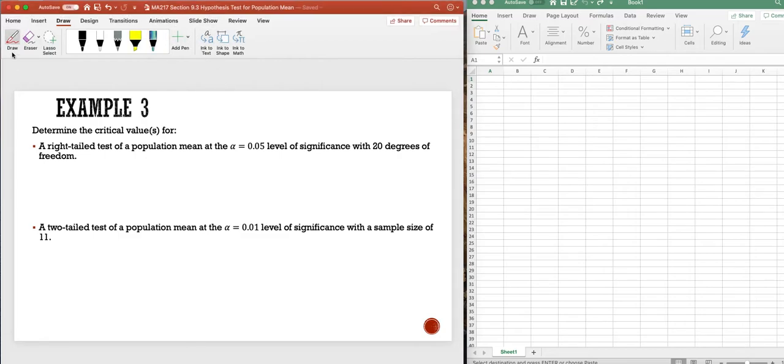3. We want to determine the critical value or values for a right-tailed test of a population mean at the alpha is equal to 0.05 level of significance with 20 degrees of freedom. So this refers to the t sub 0.05 with a degree of freedom, so df, of 20.